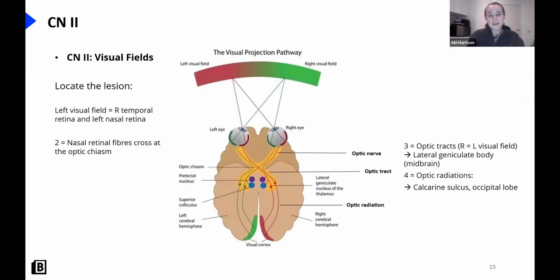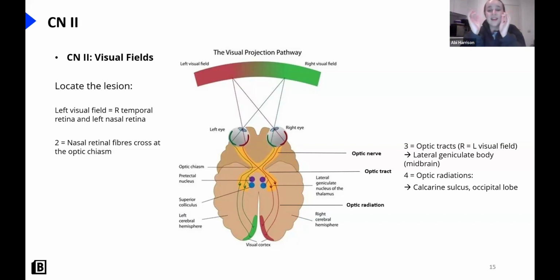So I'm going to speak through a little bit of the pathway of how we see, and then we'll talk about some common pathologies that you might be asked about in an OSCE scenario. So everyone has a left and a right visual field, and a visual field is where a person can see when their gaze is at a fixed point. And then each visual field can be divided into a temporal or a lateral part of their visual field, and a nasal or a more medial part of the visual field.